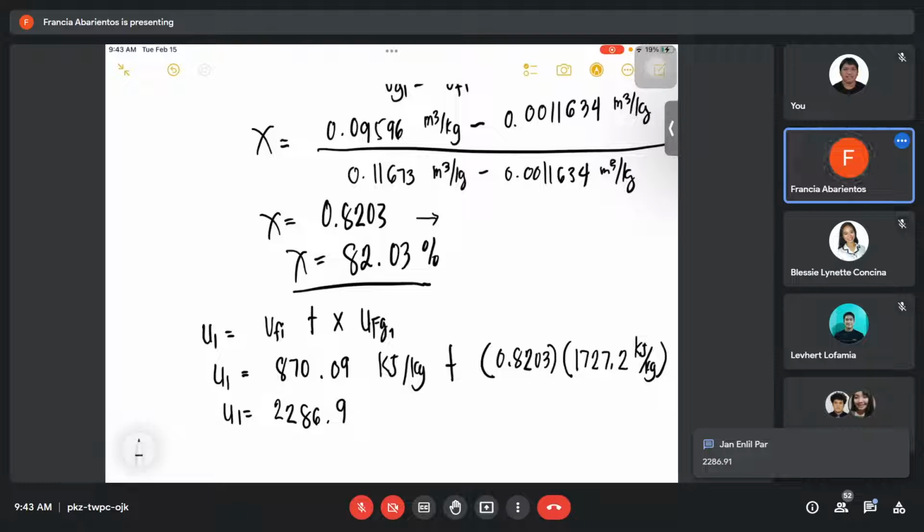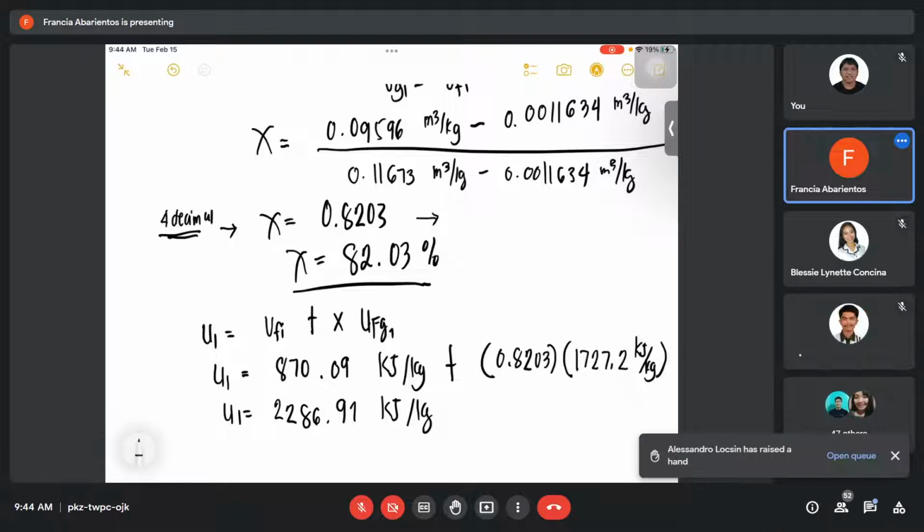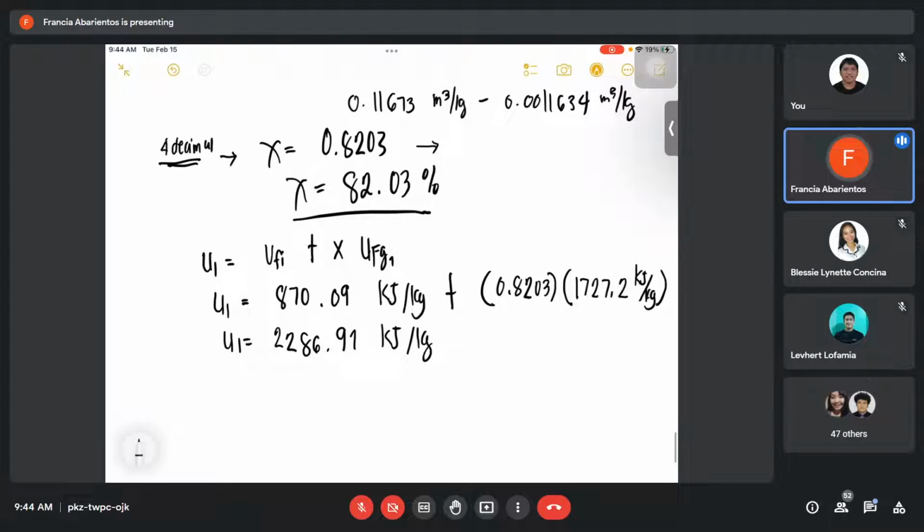2286.91. So, what do you want, class? 2 decimals na lang tayo. 2 decimals na lang, class. 2286.91 kilojoule per kilogram. 2 decimal, class, pag ganito, sa mga enthalpy. But when it comes to quality, 4 decimal tayo, ha? Naintindihan si ma'am? Yes or no? Raise your hands. Okay. Naintindihan na. Pag sa quality, we will use the 4 decimal rule. But when it comes to this one, 2 decimal. Okay. Move on to the next.